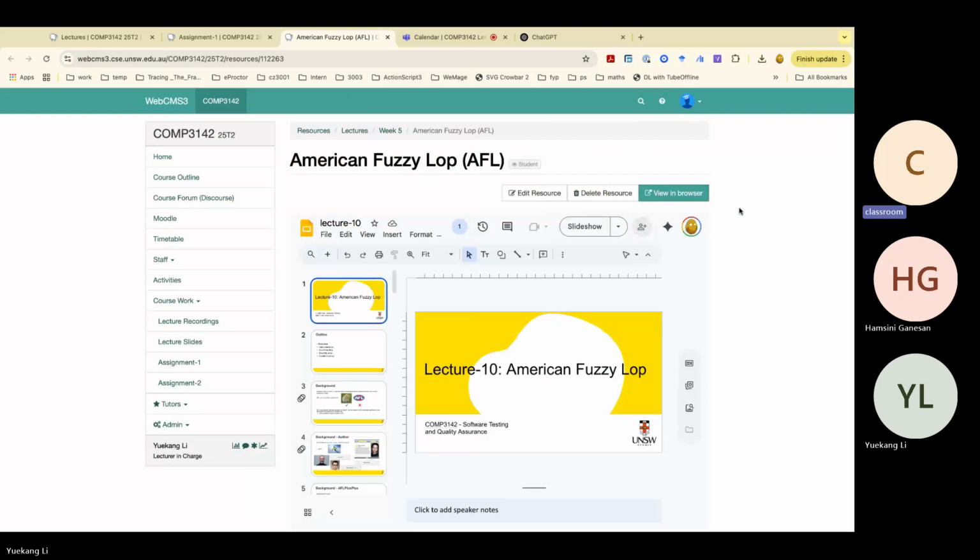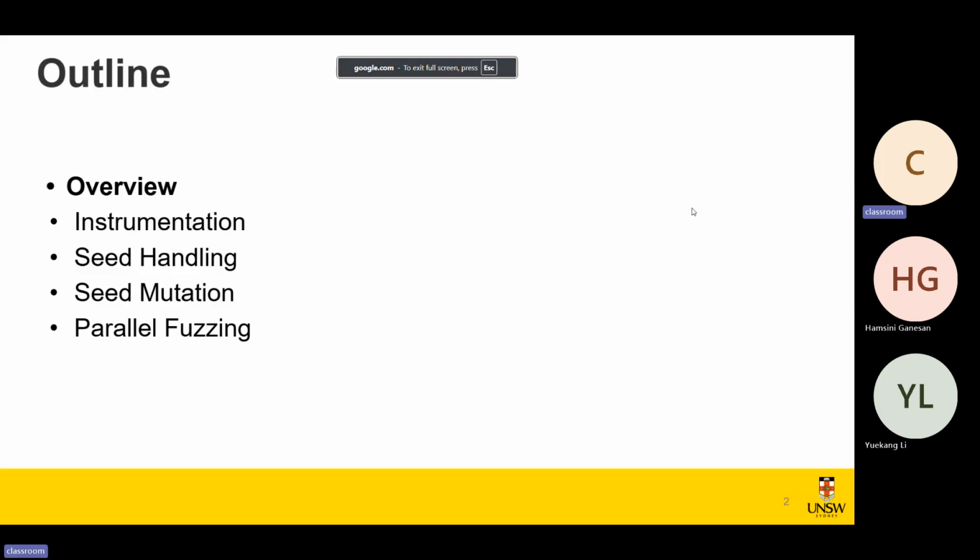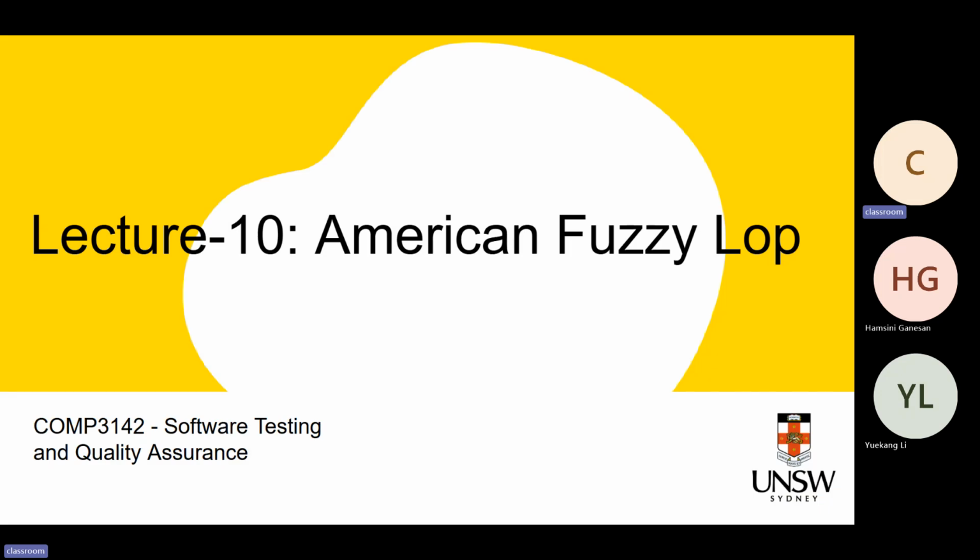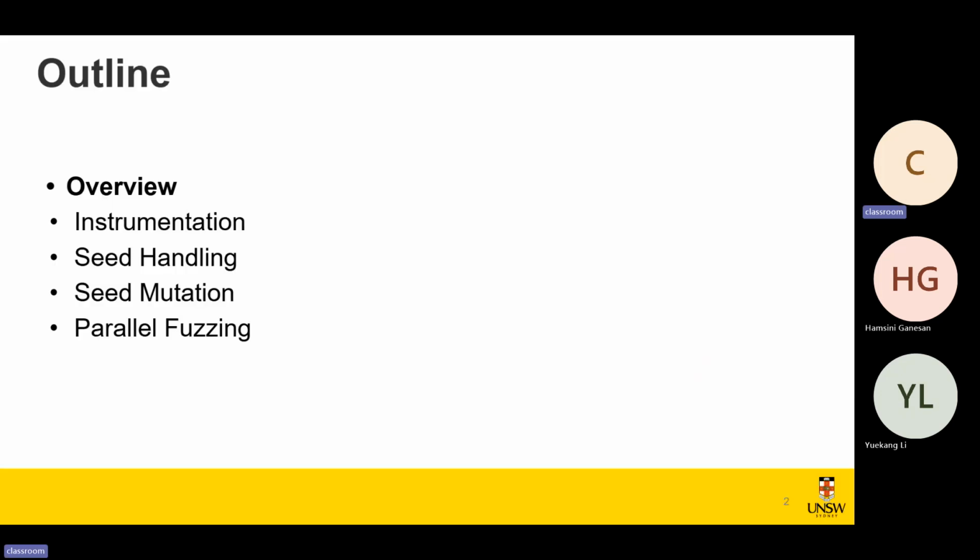Let's come to the main content today. In today's lecture, we are going to cover a specific type of fuzzer, a gray box fuzzer, which is called American Fuzzy Lop. It is one of the most popular gray box fuzzers that has been used. So here is today's outline. We are going to cover an overview of American Fuzzy Lop, how it does instrumentation, how it handles the seed files, how it mutates the seed files, and we will talk a little bit about parallel fuzzing.